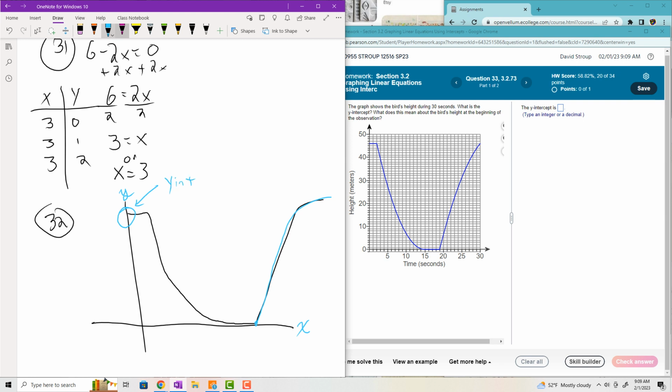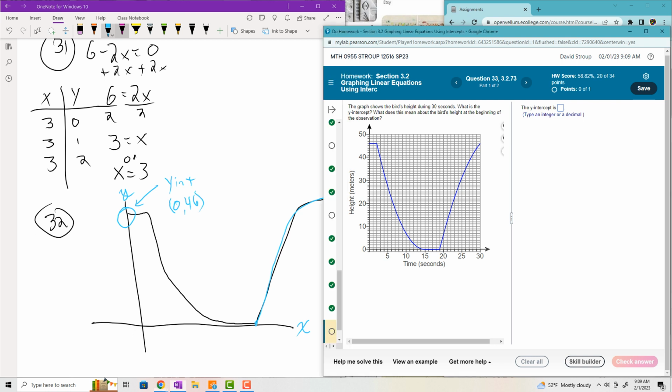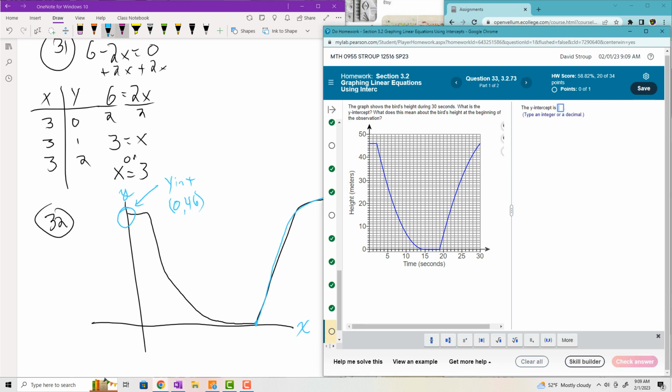And what is that point? We're just reading off the graph, 50, 49, 48. Where am I? 50, 49, 48, 47. Looks like 46. So it's (0, 46). Oh, and you just write 46 for the y-intercept.